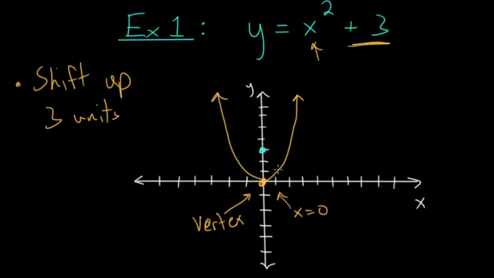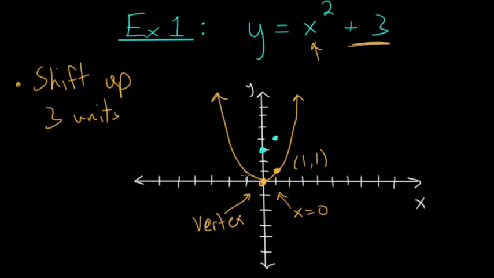And we can test this again with another point, like let's say this point right here, 1, 1. So usually in the parent function, when you plug in 1 for x and you square it, you just get a y value of 1. But now we're plugging in 1 for x, and when we square it, we still get 1, but then we add 3 to it, so we get a y value of 4. So instead of being at 1, 1 for the parent function, the point on this graph was shifted up 3 units to the point 1, 4.